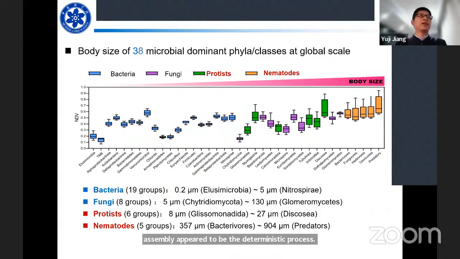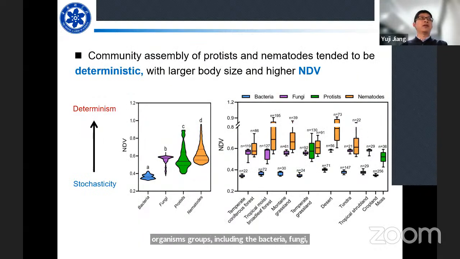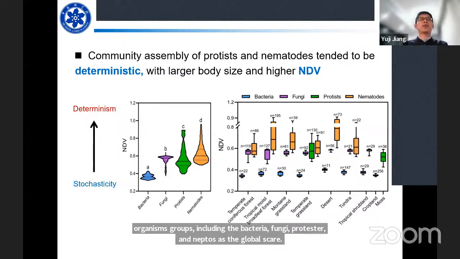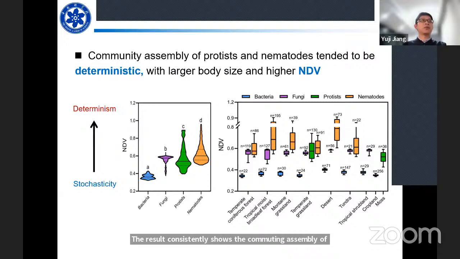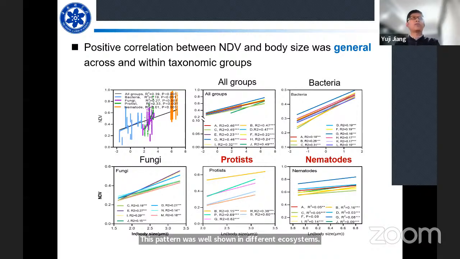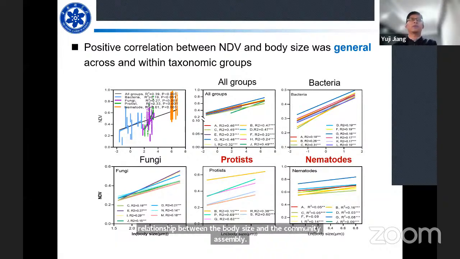We then extended the body size analysis to the organism groups, including the bacteria, fungi, protists, and nematodes at the global scale. The results consistently showed the community assembly of the protists and the nematodes with a large body size tends to be deterministic. This pattern was well shown in different ecosystems. We also found a positive correlation between the body size and the NDV values across all taxonomic groups. It is shown that there is a general relationship between the body size and the community assembly, which is consistent with the rule we have found in the rice ecosystems.